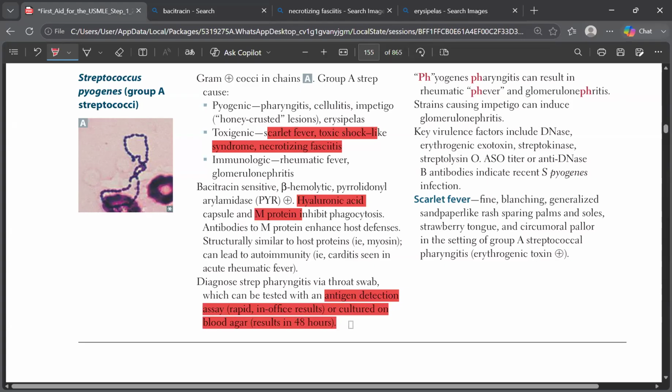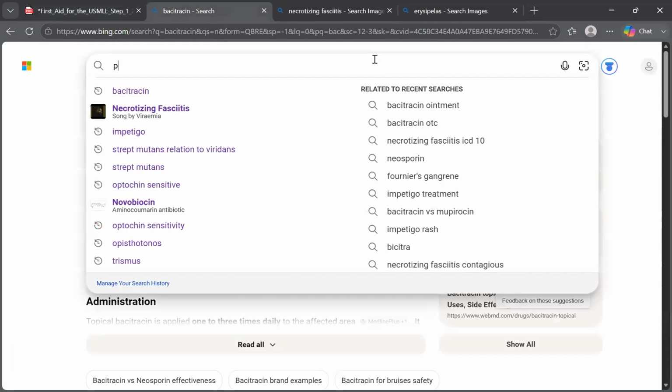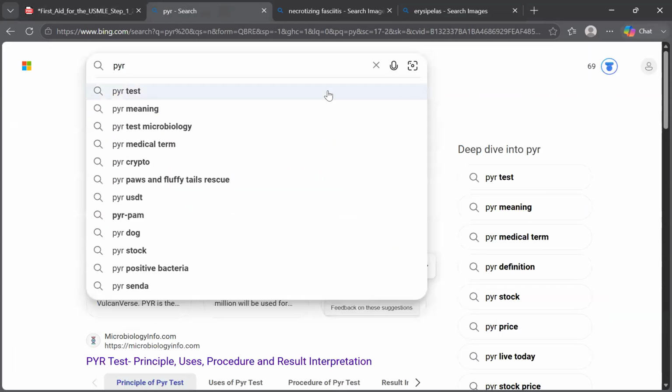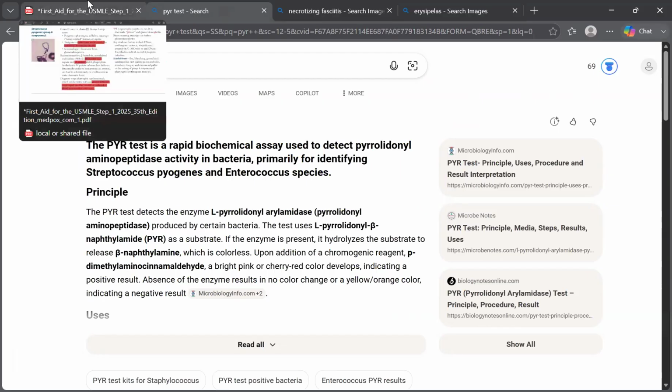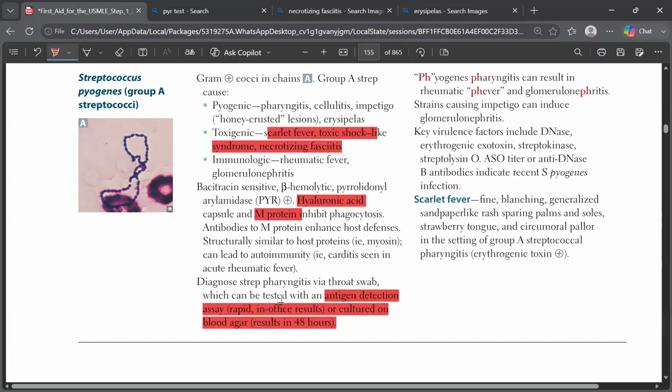Okay. So, we'll have to search a few things such as what is the PYR positive test. The PYR test is a rapid biochemical assay used to detect this activity in bacteria, primarily for identifying Streptococcus pyogenes and Enterococcus species. Okay, so it is a test for this one. An absence of the enzyme results in no color or yellow color. That indicates a negative result.